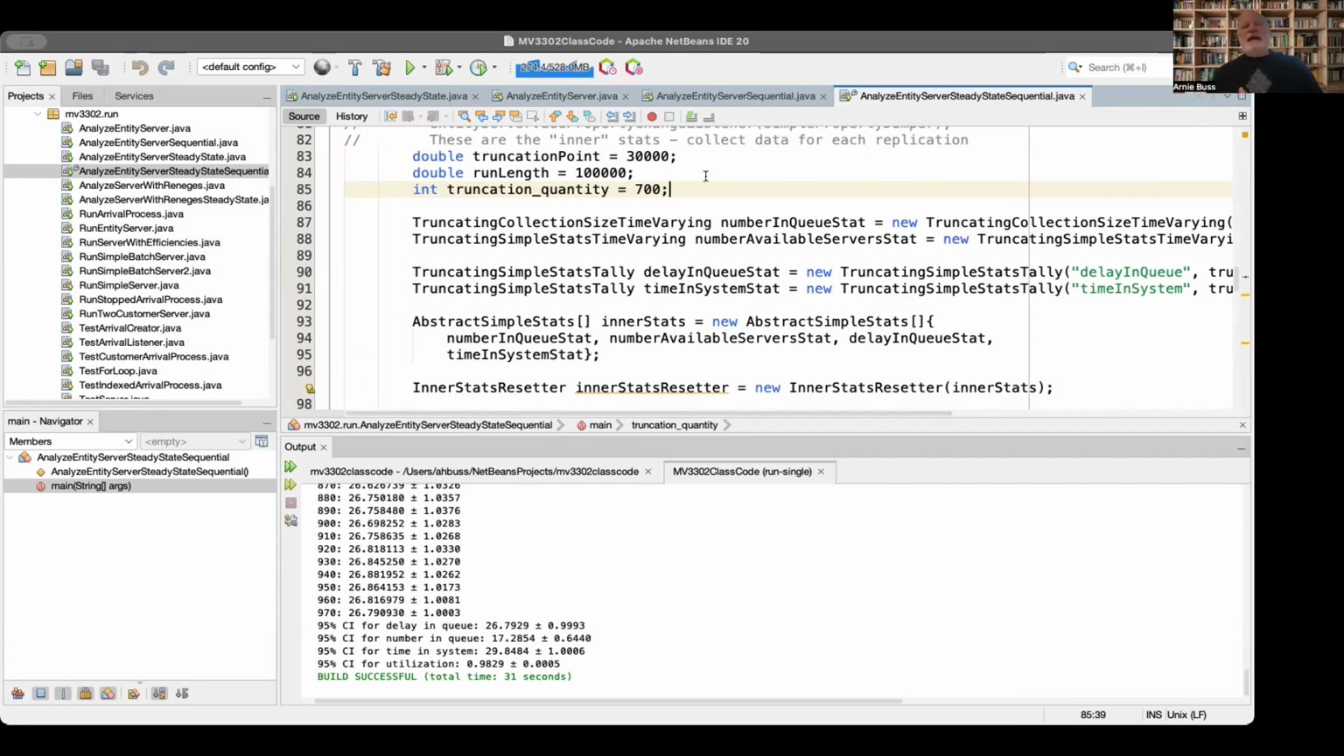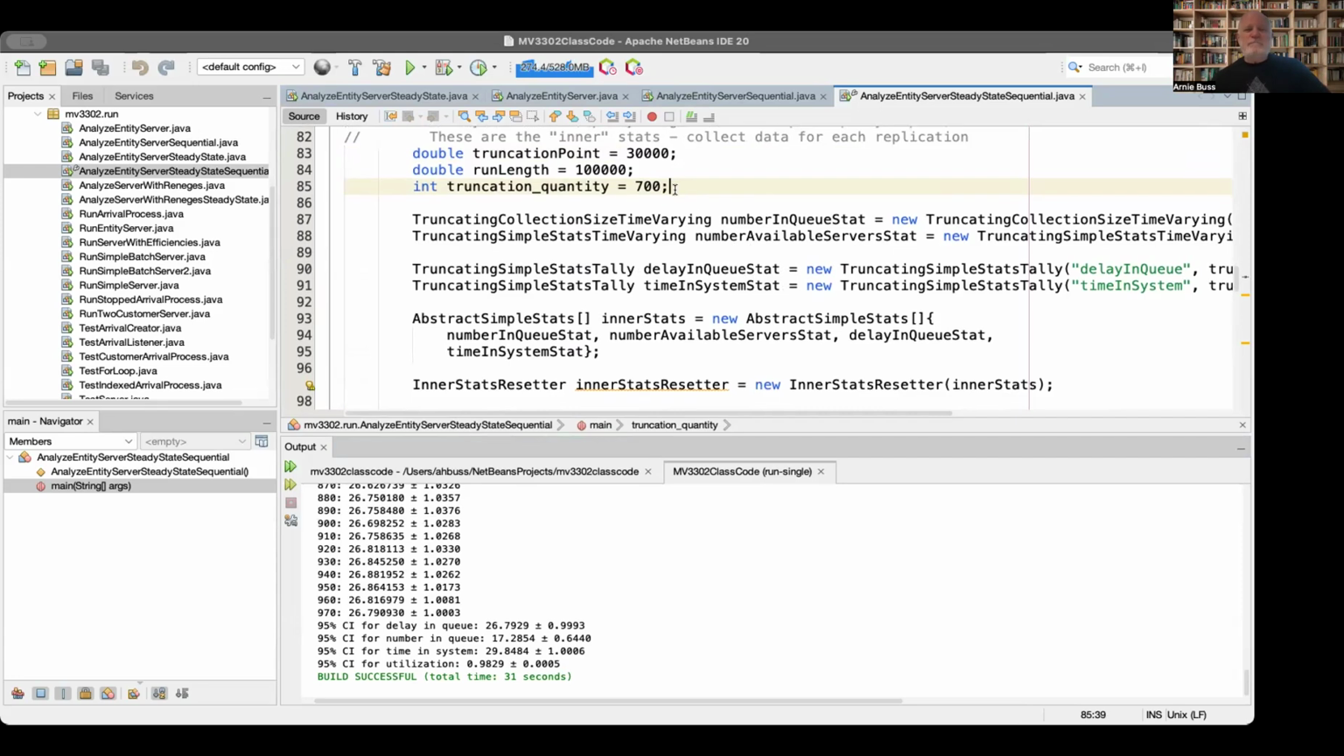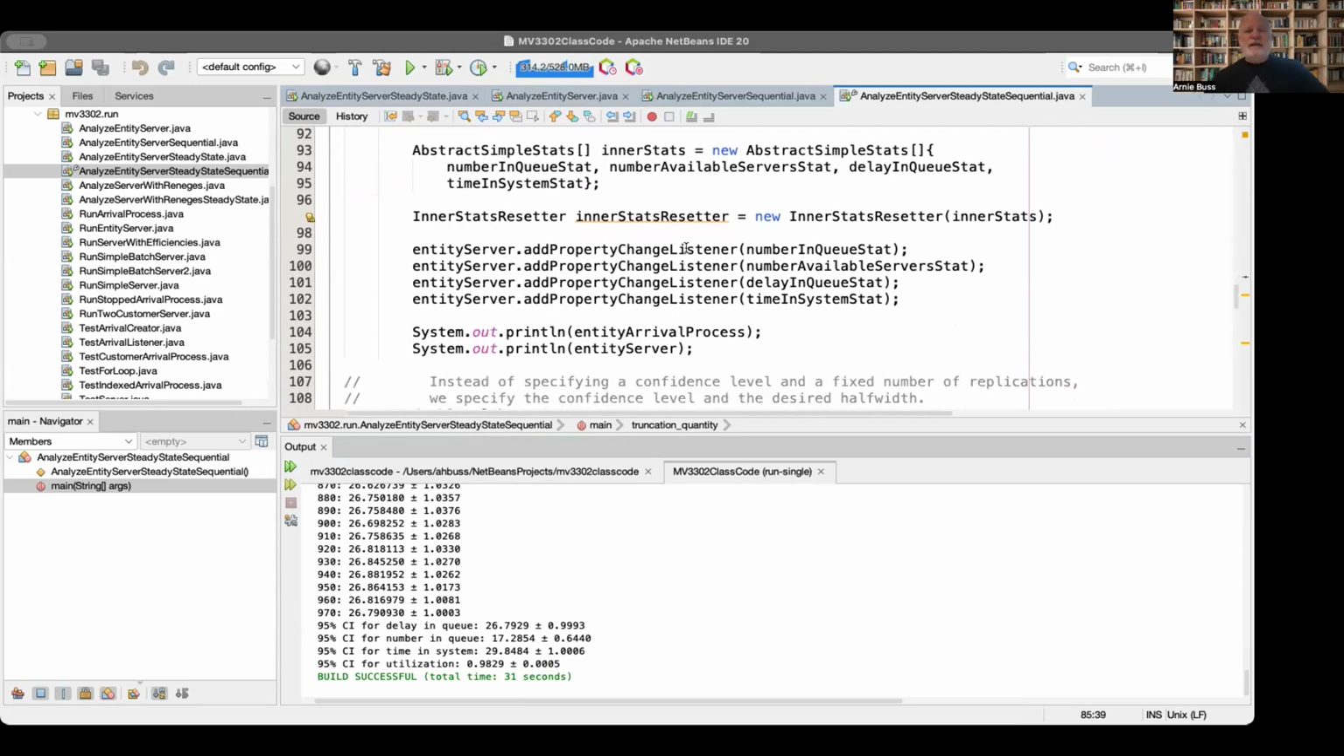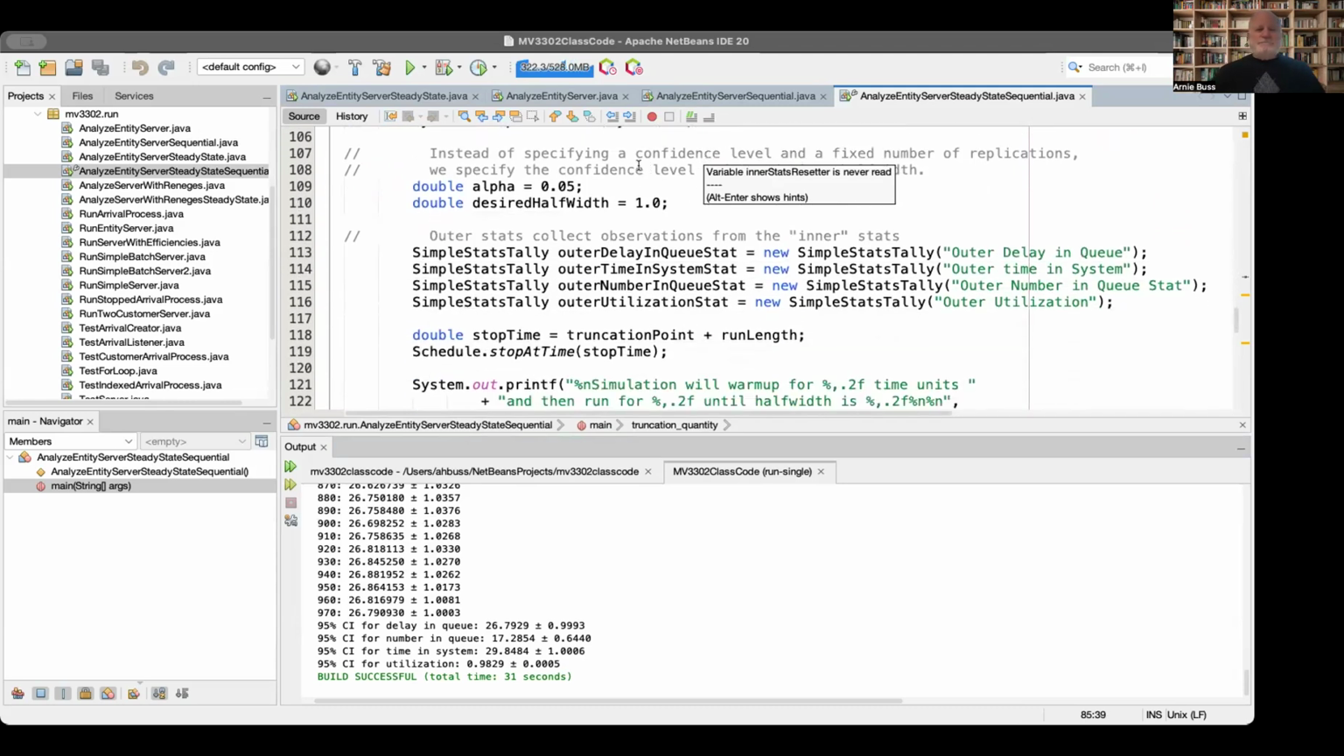to try to estimate roughly how many observations we would have at the truncation point. I didn't do that, but that would be a better way to carry on. But I'm using the truncating versions of all these, resetting those as well, and the same confidence level of 0.05 and a desired half width of 1. Same as before, except in steady state.